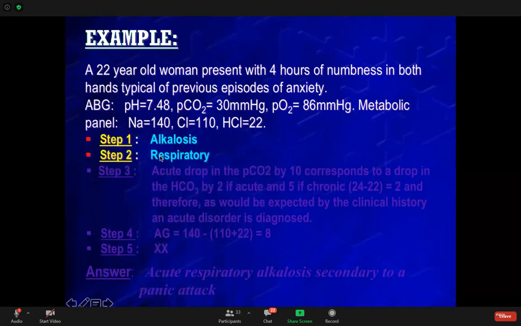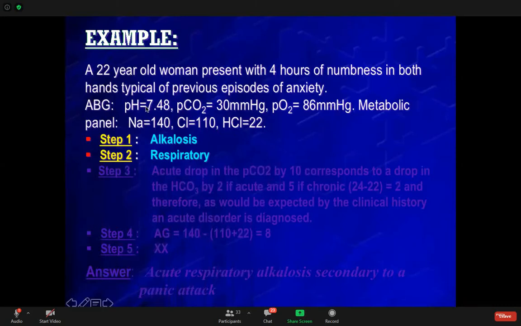Yeah, so there's a mistake here. So the bicarb is HCO3. So I meant it is bicarb. So it's 22. There's a typo here. Okay, so our next question is: is it respiratory or metabolic?